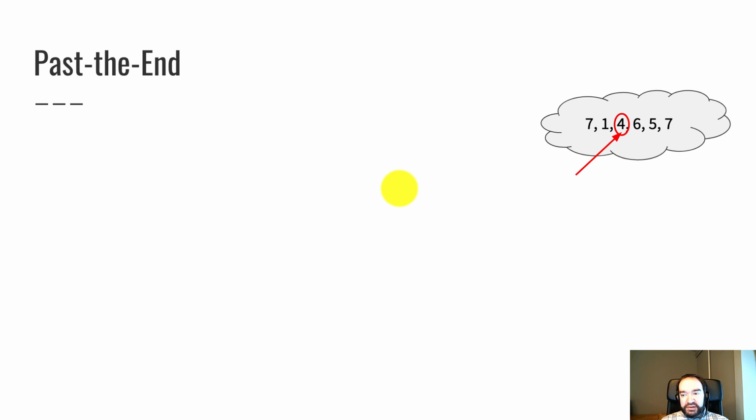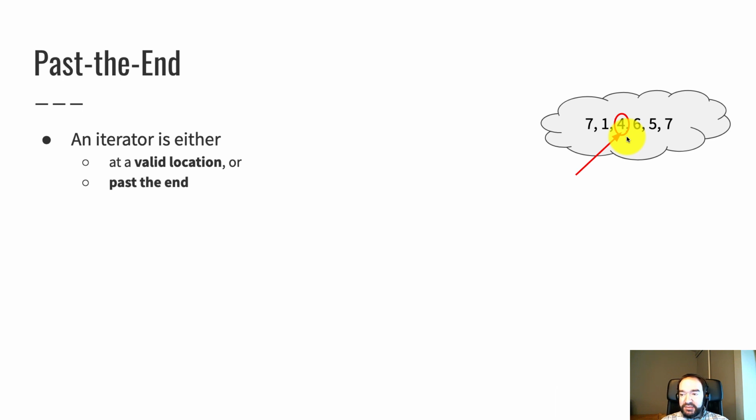Now, iterators can represent a past the end idea. An iterator is always in one of two states. It's either at a valid location. For example, this red arrow represents an iterator at the location of the 4. That is a valid location where an element actually is. Or an iterator can be in a past the end state. That would mean the iterator is pointing at this region to the right of all of the elements. There are no elements there anymore.